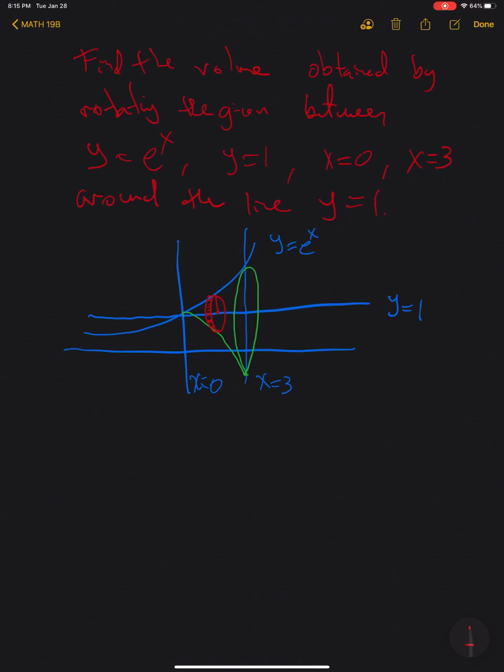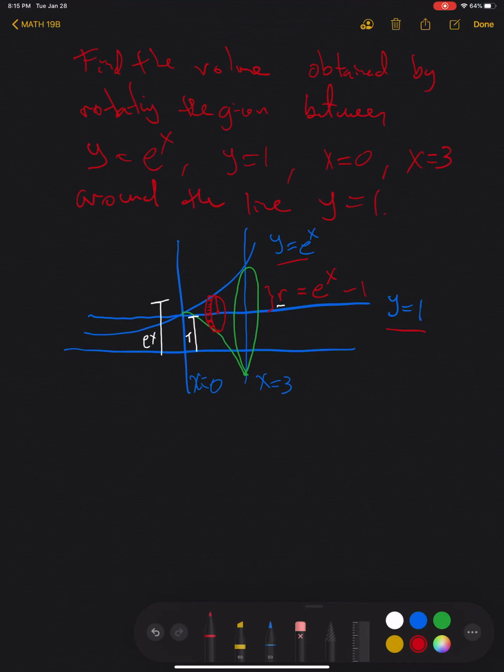So what I'm saying over here is that the radius of this cross section, let me call it r, is going to be the difference between the top function, which is e to the x, minus the bottom function, which is y equals 1. Notice that e to the x is the region between the x-axis and the curve. So this whole thing is e to the x. And then 1 is the distance between the axis and the line. So this is 1. And you can see that r, the radius, is going to be the difference between these two.